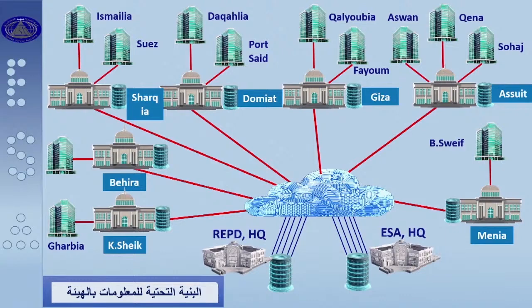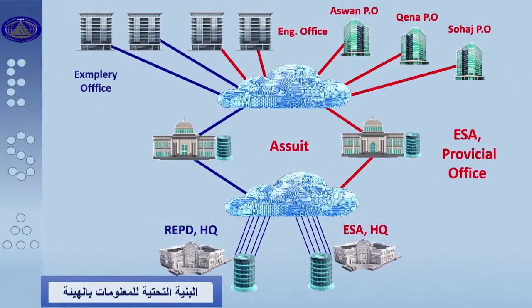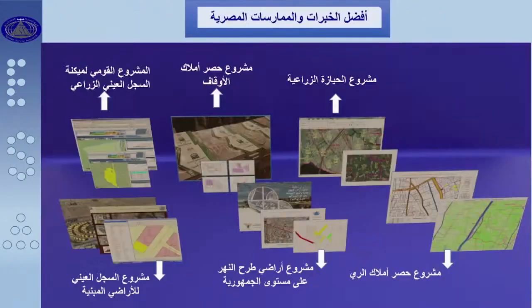Also, there was cooperation and coordination between land survey and land registry. Also, the municipality is linked to the others, and they are all in the end connected to the cloud that gathers the land survey and the land registry.